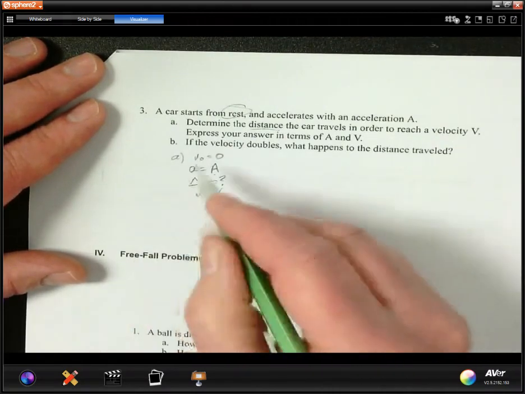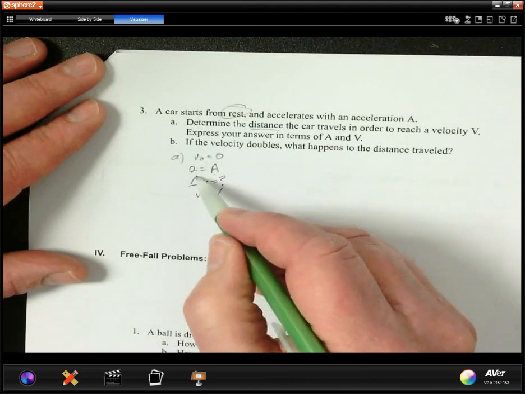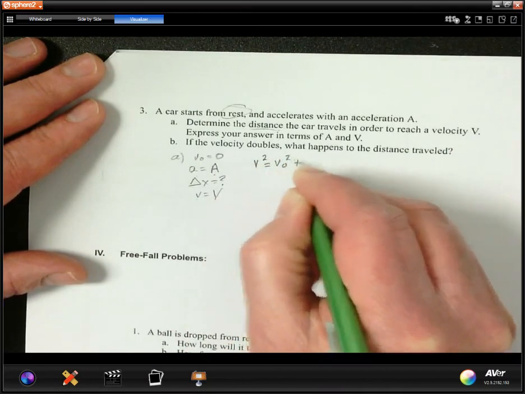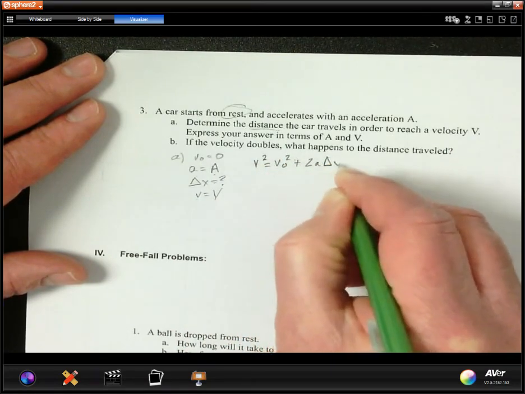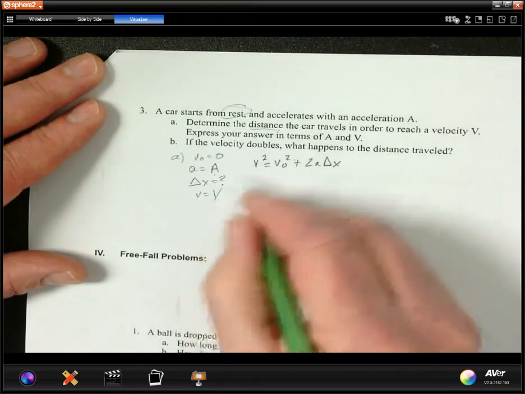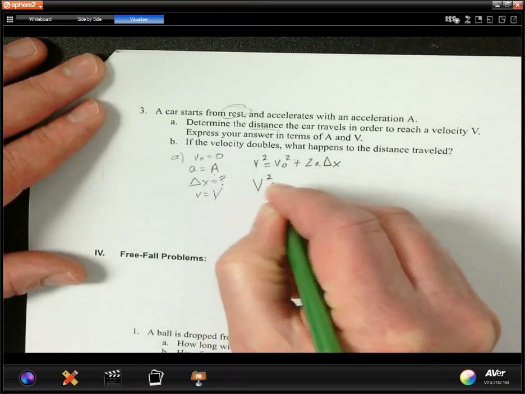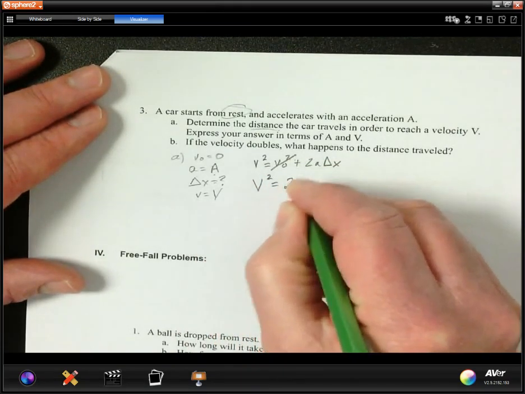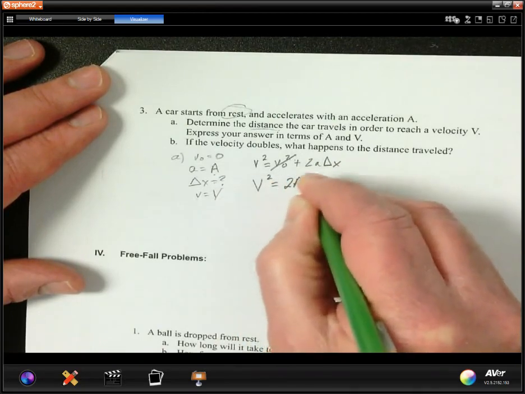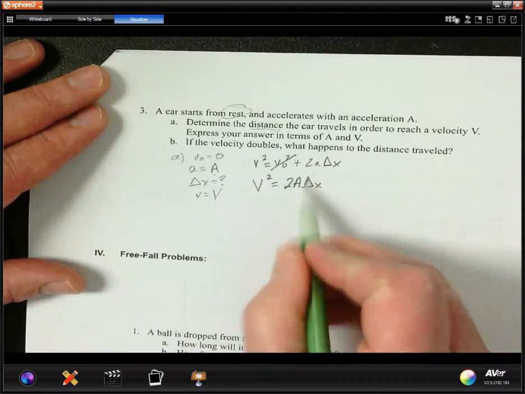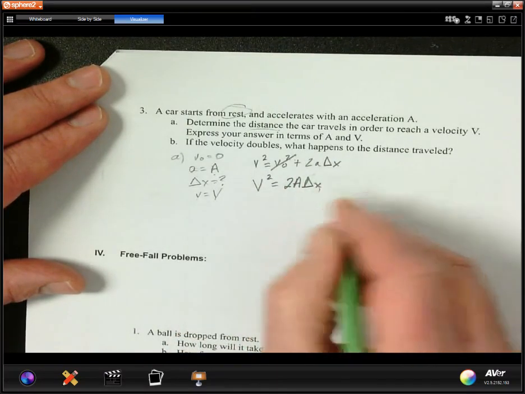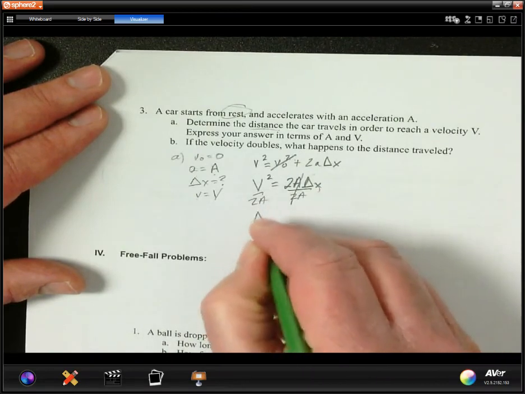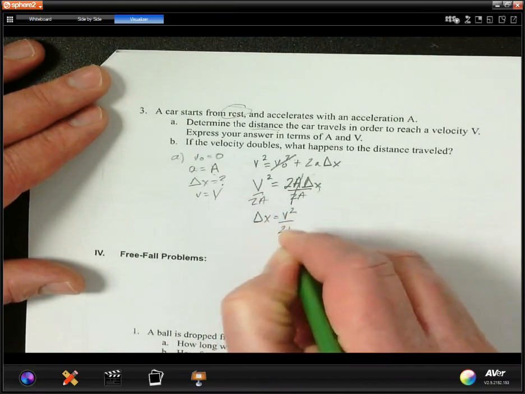Then I would look at my equations, and I want the one that doesn't have t in it, that has v0, a, delta x, and v. And I'm not going to bother flipping back over, but this is the equation. Then I could plug in v squared equals v0 is 0, so I don't have to worry about that part. 2a, capital A, and then delta x. I'm trying to solve for delta x, so I'm going to get that by itself. I'm going to divide both sides by 2a. I'm going to cancel over here, and I get delta x is v squared over 2a.